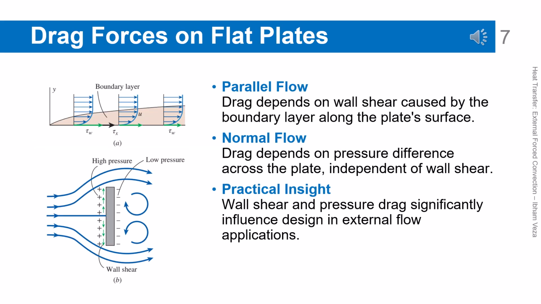Drag forces on flat plates. This slide distinguishes two flow conditions over a flat plate, namely parallel flow and normal flow. In parallel flow, drag is mainly caused by wall shear due to the boundary layer. In normal flow, drag is more influenced by the pressure difference between the front and back of the plate. These two mechanisms show that the source of drag can be different depending on the object orientation. This understanding is important in designing structures exposed to fluid flow.